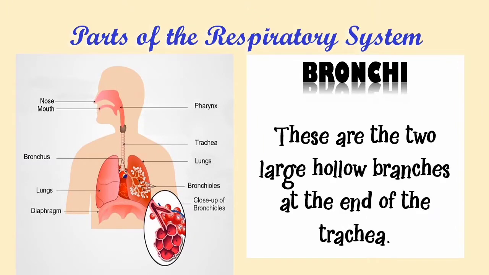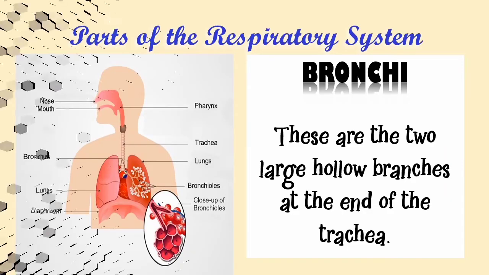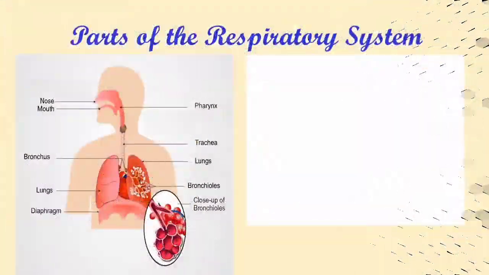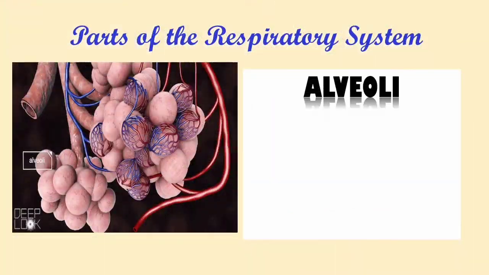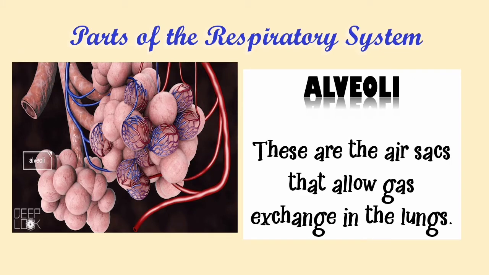Next are the bronchi. These are the two large short branches that connect the trachea to the lungs. The bronchi branch into smaller tubes called bronchioles. Bronchioles are the hair-like tubes that connect to the alveoli. Alveoli are the sites of gas exchange. They are surrounded by a network of capillaries. As blood passes through capillaries, it gives up carbon dioxide to the alveoli and takes oxygen from the alveoli.